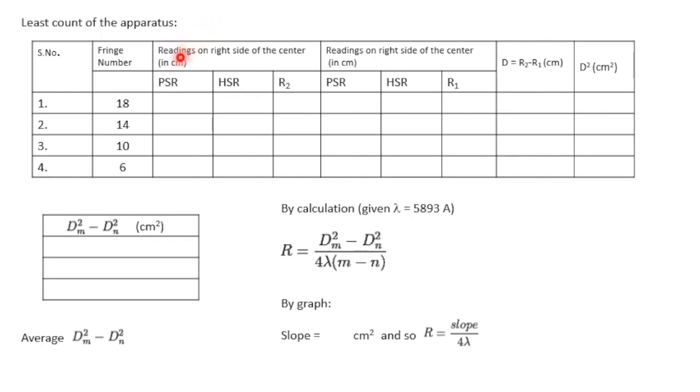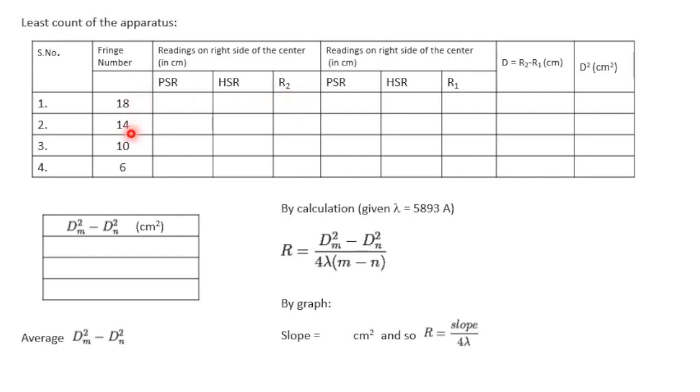And then you have to position the crosswires of the telescope on the 18th ring on the right side. Video 2 tells you how to count the rings and how to position the crosswire on the 18th ring. So you find out what the pitch scale reading is, what the head scale reading is, and then calculate what R2 is. Now R2 will be equal to the pitch scale reading plus the head scale reading times the least count. Okay, so that gives you the value of R2.